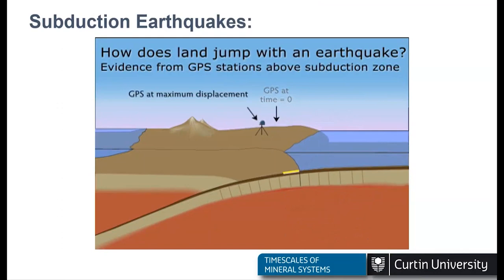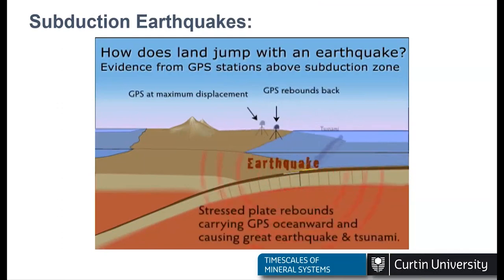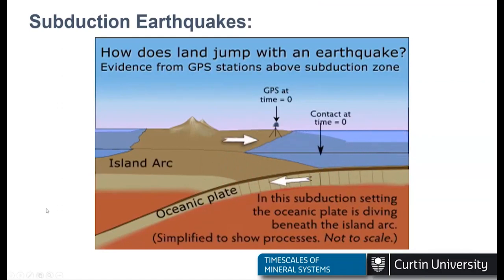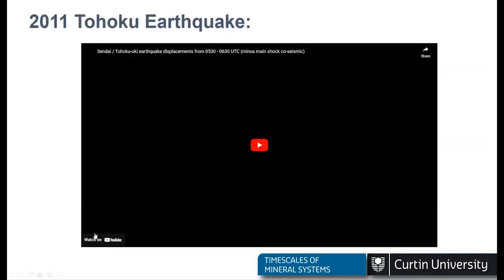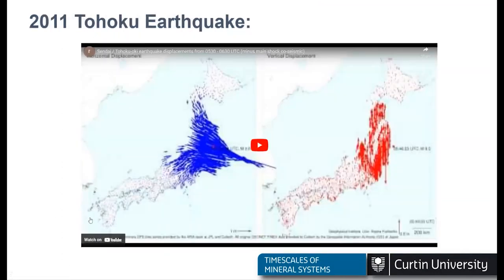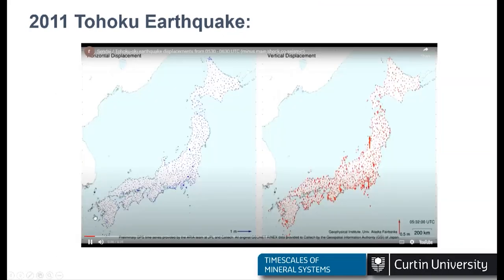At some time something bad happens. And depending on the dynamics of the earthquake, you can often get quite a devastating tsunami. Tohoku is a very nice earthquake to illustrate this process, because the Japanese have an insane amount of GPS stations on their island.